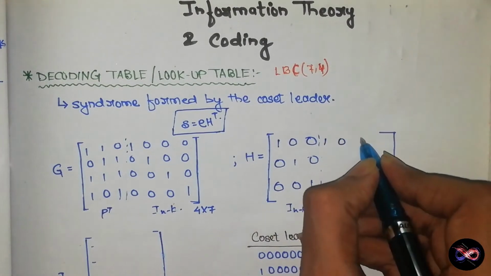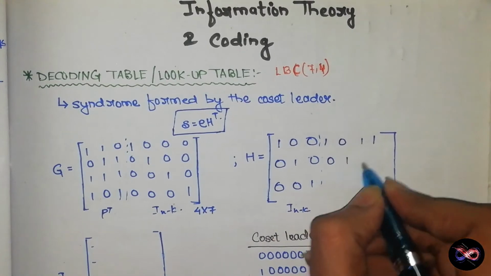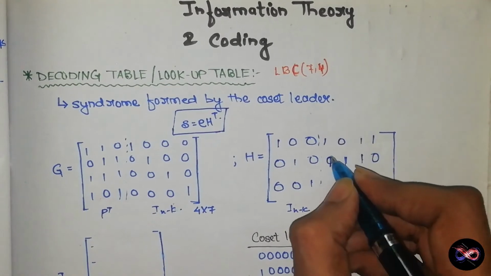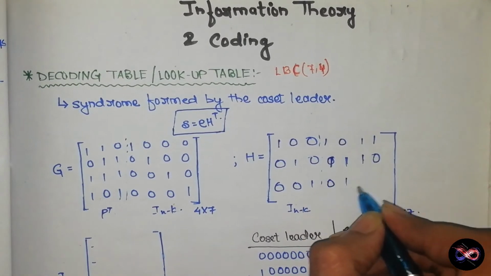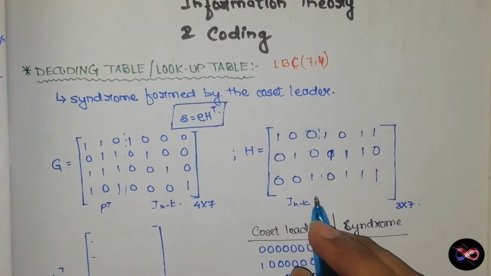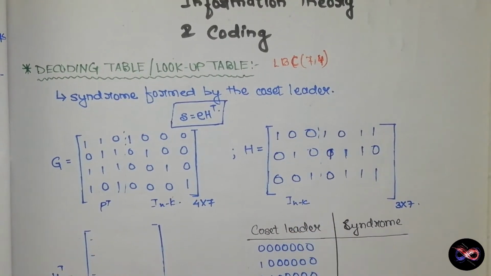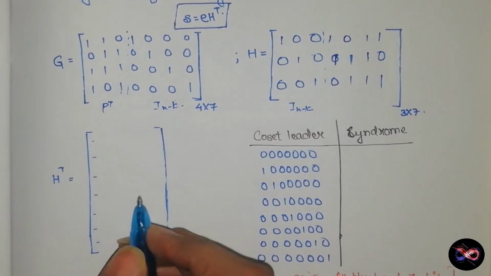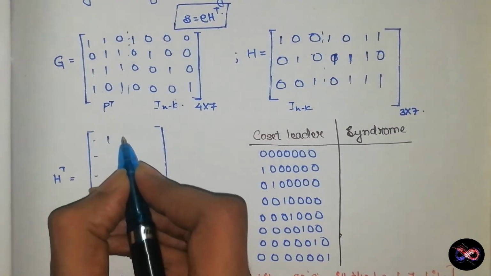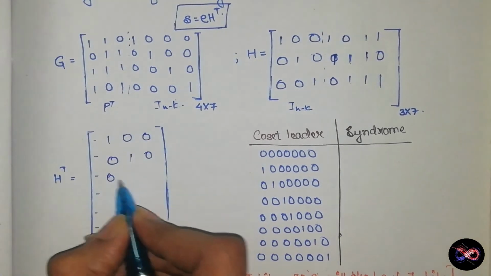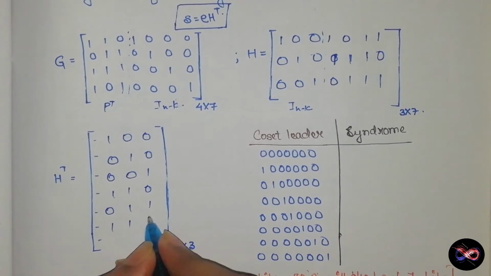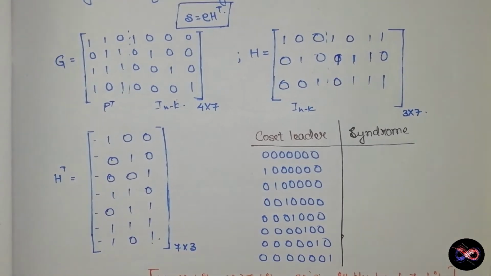So this will be 1 0 1 1, this will be 1 1 1 0, and this will be 0 1 1 1. So we found the value of the parity check matrix, and simply we can transpose it. The transpose will be 1 0 0, 0 1 0, 0 0 1, 1 1 0, 0 1 1, 1 1 1 and 1 0 1. So we found the value of H and H transpose.